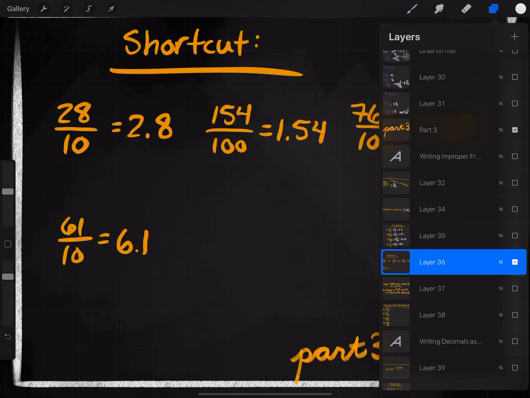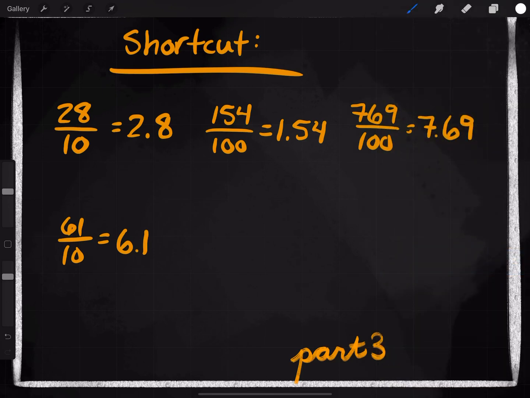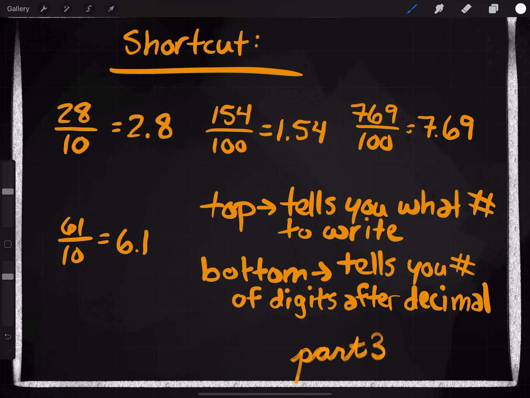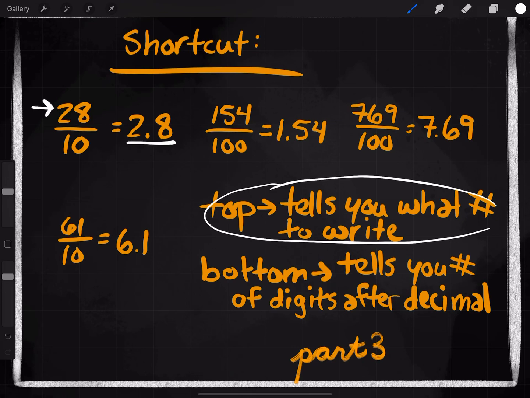Okay, and now this is kind of a shortcut we're going to go over for doing this. So these are just the answers we just gave on the last slide. 28/10 ended up being 2.8, etc. So the top number tells you what to write. So this is 28, so I could just write 28. This is 154, so I wrote 154. This says 769, so guess what I wrote? 769. This is 61, so I wrote 61.